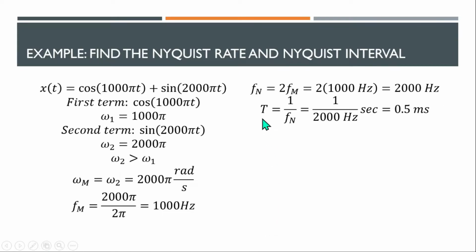Determining the Nyquist interval, we have T equals 1 over f_N equals 1 over 2000 hertz equals 0.5 milliseconds. It means that the maximum interval between samples should be 0.5 milliseconds.